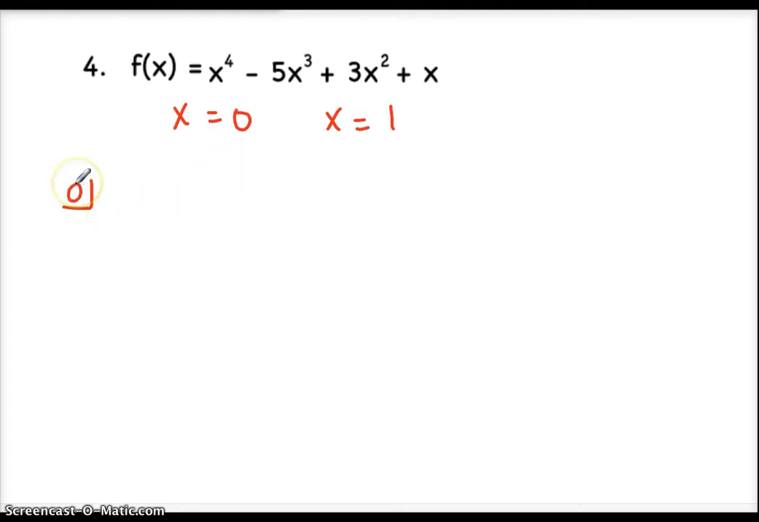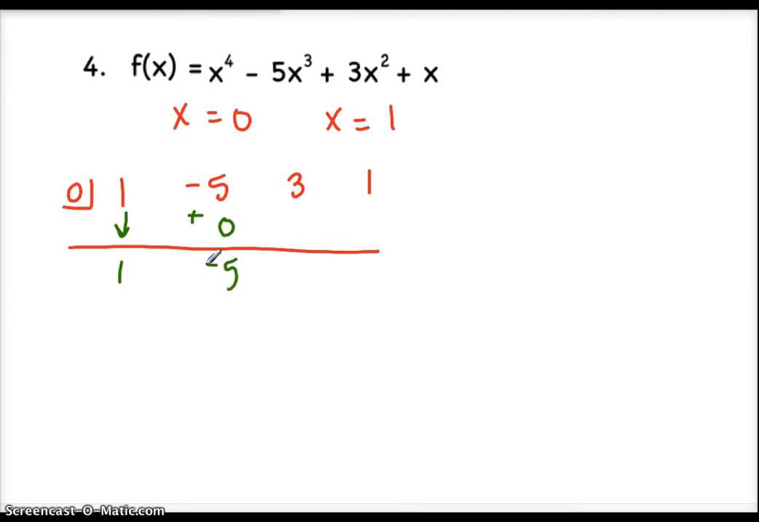So to reduce this, we can begin our synthetic division. I'm going to choose to divide by 0. You're welcome to start synthetically dividing by 1. So our coefficients are 1, -5, 3, and 1. And we begin by bringing down the 1. 1 times 0 is 0. Negative 5 plus 0 is negative 5. Negative 5 times 0 is 0.